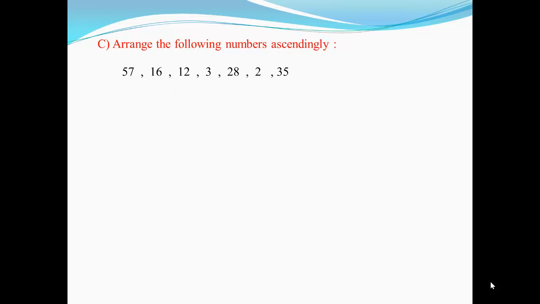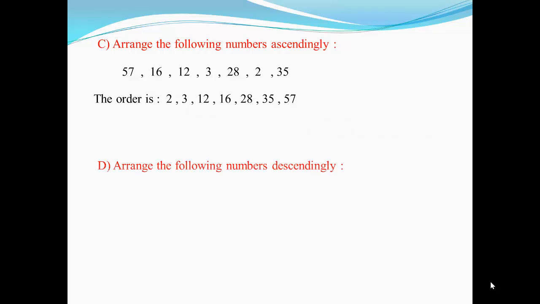If I have a mix of two-digit numbers and one-digit numbers, and I want to arrange them ascendingly, in ascending order, I check the smallest number. Here I have several numbers formed from two-digit and one-digit. So first I check the one-digit numbers to find the smallest number, because I am in ascending. So the smallest number is 2. So I start from 2, then 3, then which number? Very good. 12, then 16, then 28, then 35, then 57. So the last number is the greatest number. Check our answer. Very good.